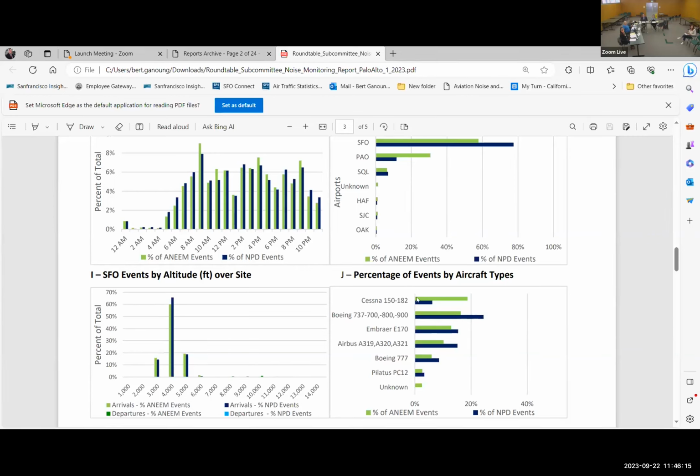Percentage of the aircraft types, well, as we figured, Cessna 150s to 182. So these are all landings? Most of these Cessnas are closed circuit traffic for practicing landings, yes. Student pilots do lots around and around.